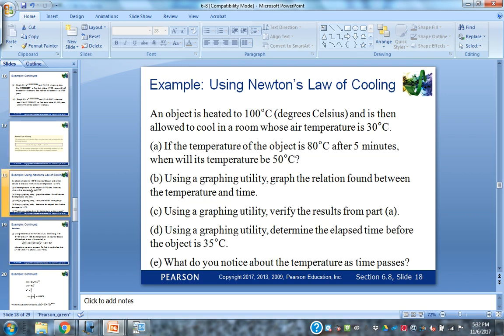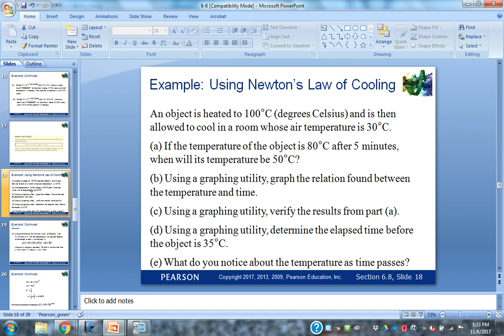It's always interesting that they heat an object to 100 degrees Celsius. That's easy to do. You boil some water, you throw the object in it. Magically, it's 100 degrees Celsius because that's the boiling point of water. So it's really easy to heat an object to that temperature. And then it's allowed to cool in a room whose air temperature is 30 degrees. So that's the temperature of the medium, that's T. The initial temperature is 100 degrees. If the temperature of the object is 80 degrees after 5 minutes, when will its temperature get to 50 degrees?